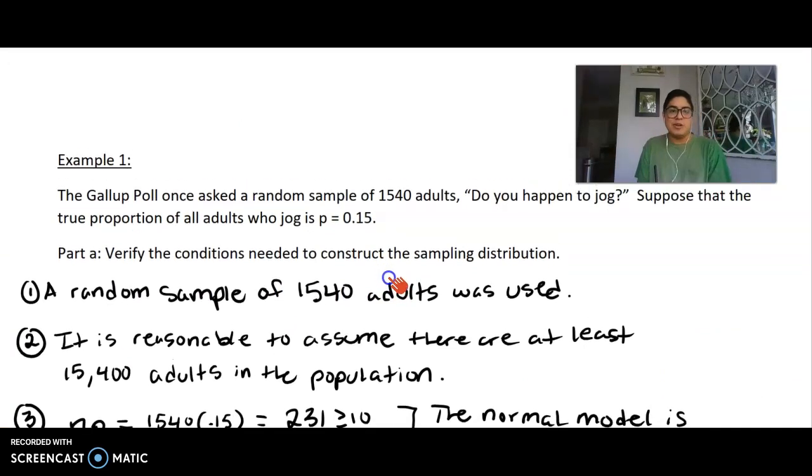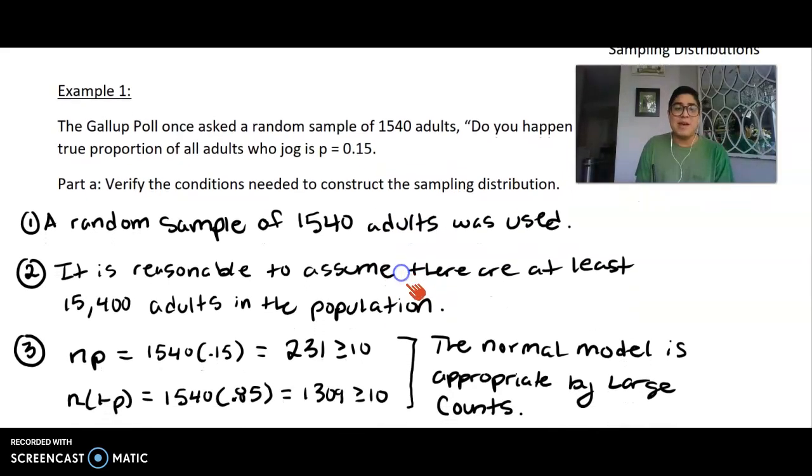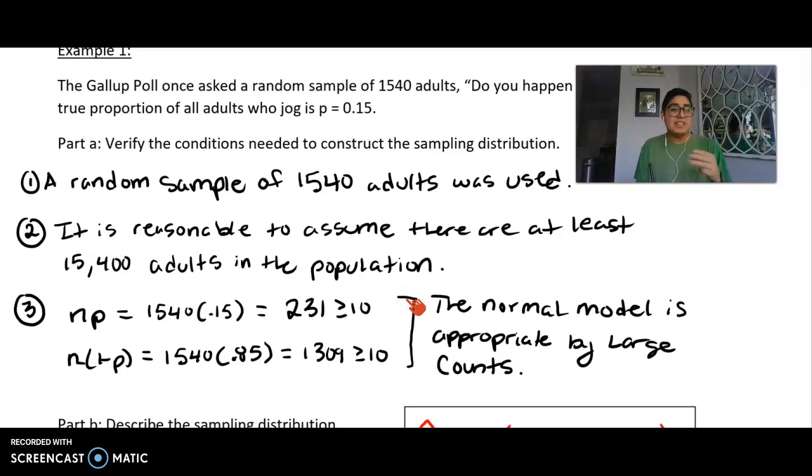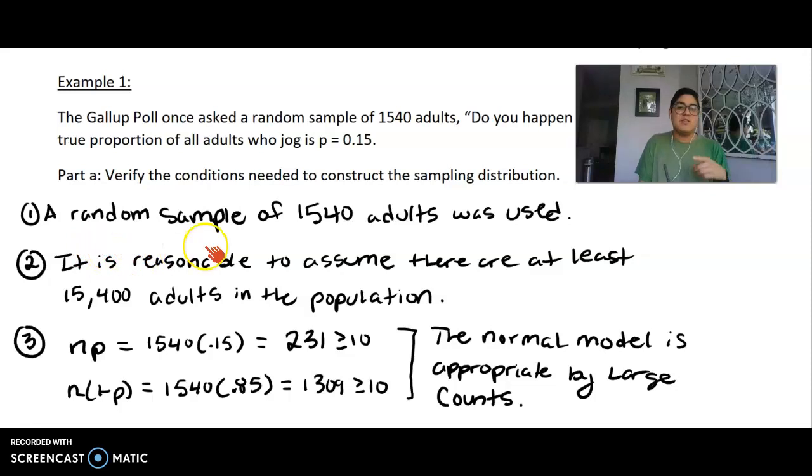Now let's look at an example here. The Gallup poll once asked a random sample of 1,540 adults, do you happen to jog? And we suppose that the true proportion of all adults who jog is about 15%. So we need to check our conditions here. The first, did we obtain a random sample? And we did. A random sample of 1,540 adults was used. Next, we check the 10% condition, and I'd argue that it's reasonable to assume there are at least 15,400 adults in the population.